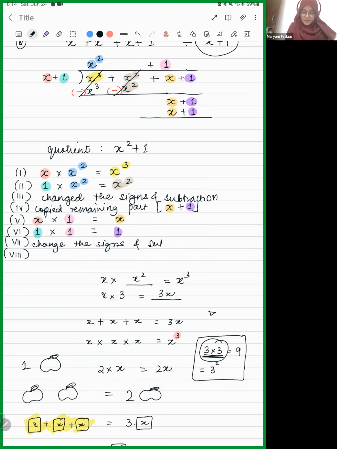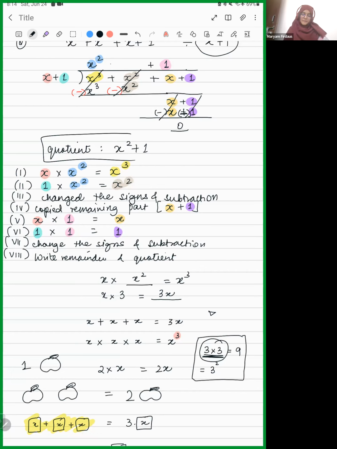Subtraction. Okay. So now we subtract. We change the signs: minus, and this also becomes minus. This becomes minus. Okay. So x minus x is 0, 1 minus 1 is 0. So we write the remainder. Okay. So we wrote the remainder over here and we wrote the quotient over here.